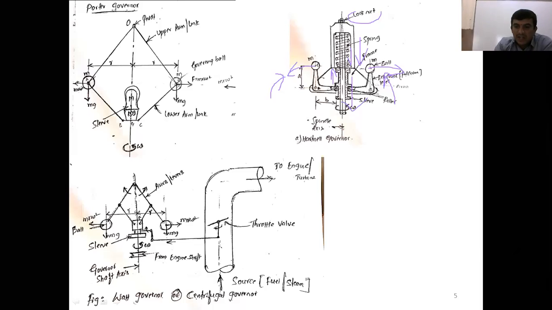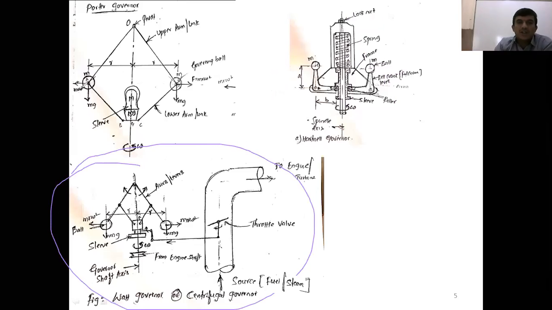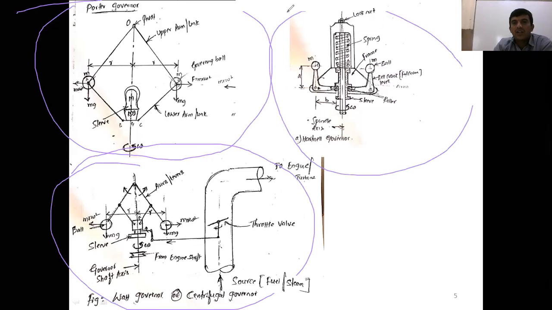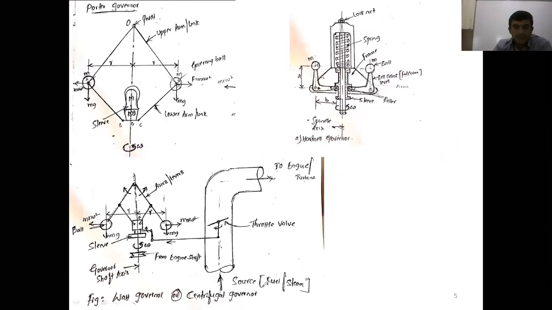These are the three different governors. One is the Watt governor, the first governor they invented. Second one is the Porter governor, and third one is the Hartnell governor. Yes, any doubt regarding this? Yes, where is it used? Okay, in detail, we'll study that.